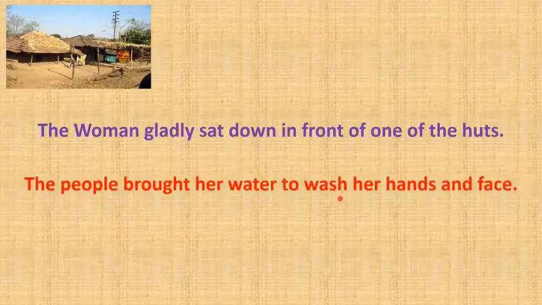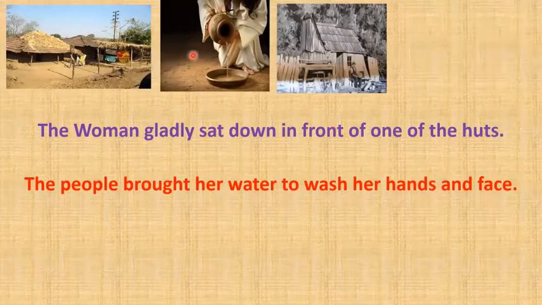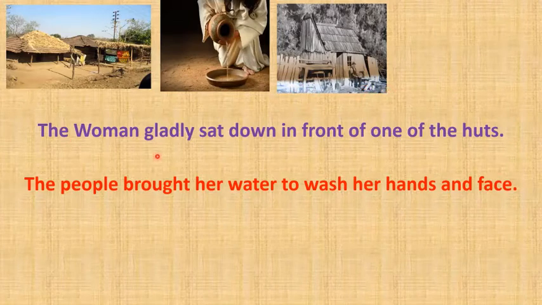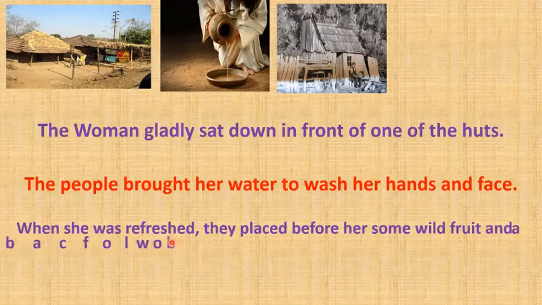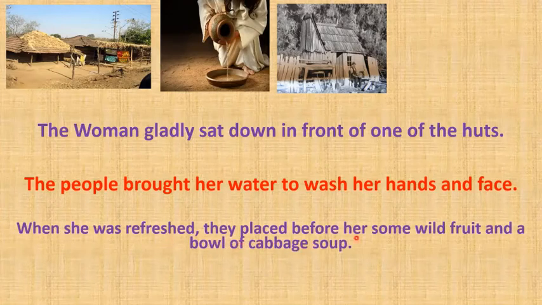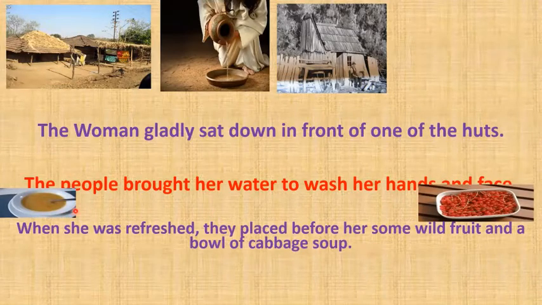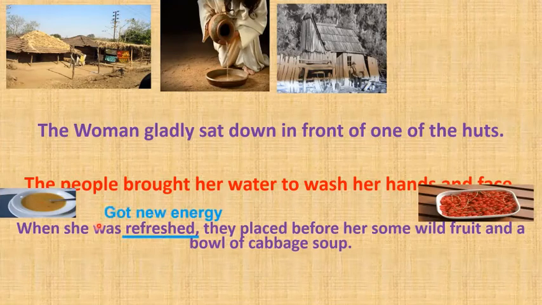And the people brought her water to wash her hands and face. Yes, if anybody comes to our home, usually we offer water and ask them to freshen up. When she was refreshed, they placed before her some wild fruit, berries, and a bowl of cabbage soup. What is refreshed? Got new energy.